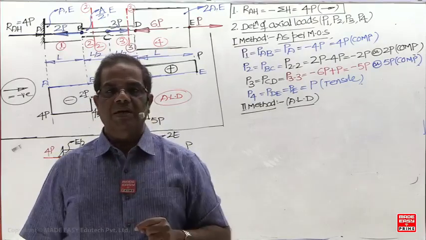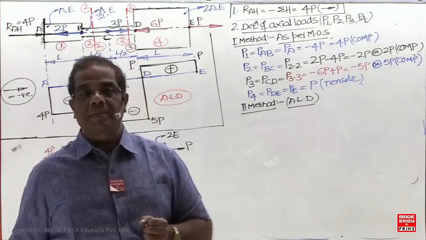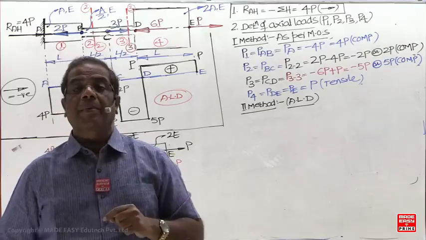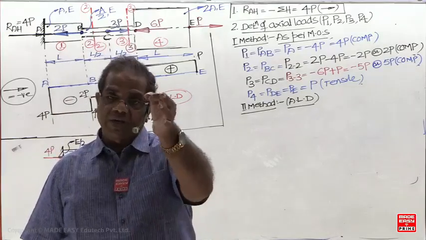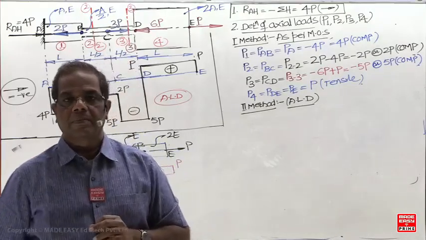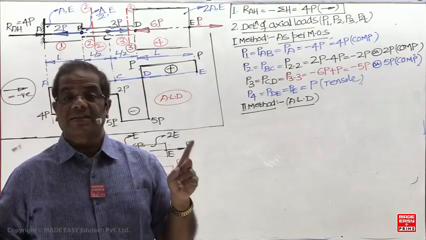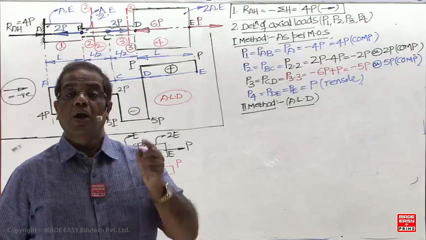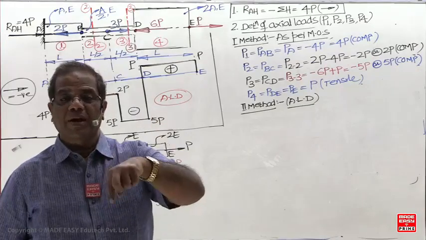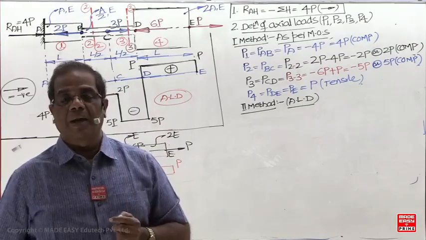Which one will depend upon the material? Strain and deformation. Strain and deformation depend upon the material, but stress depends upon the cross-sectional dimension. Axial load is independent, but stress depends upon what? Load and shape of the cross-section and cross-sectional dimension.